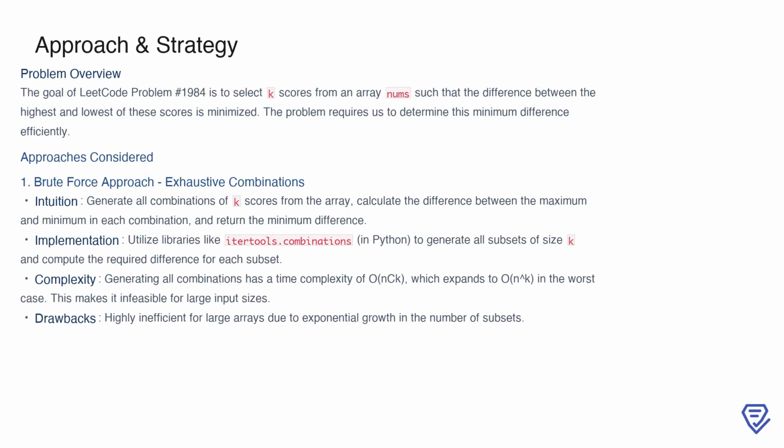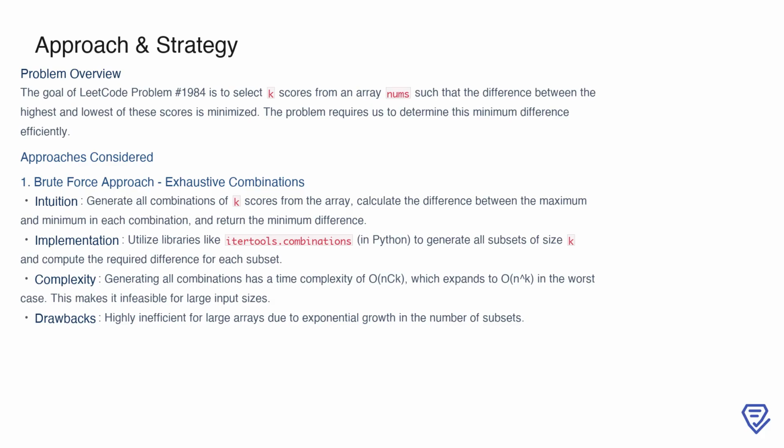In this problem, we are tasked with selecting k scores from an array nums such that the difference between the highest and lowest scores in the selected subset is minimized. To achieve this, we need an approach that efficiently determines this minimum difference. One possible method is the brute force approach, where we generate all possible combinations of k scores from the array. For each combination, we calculate the difference between the maximum and minimum values and track the smallest difference encountered.